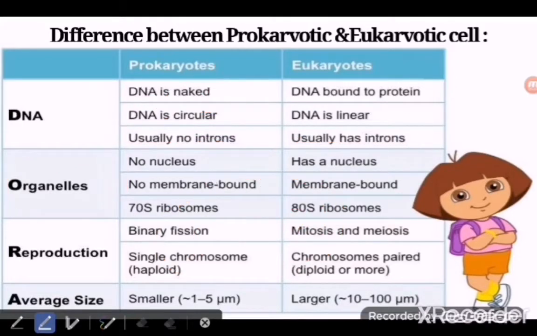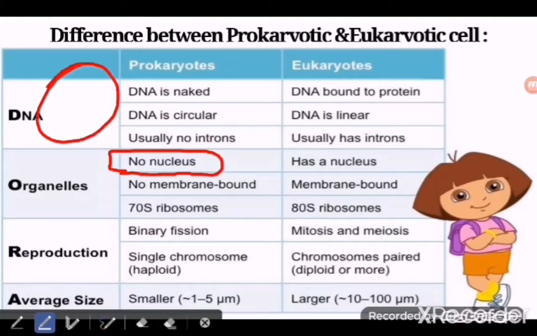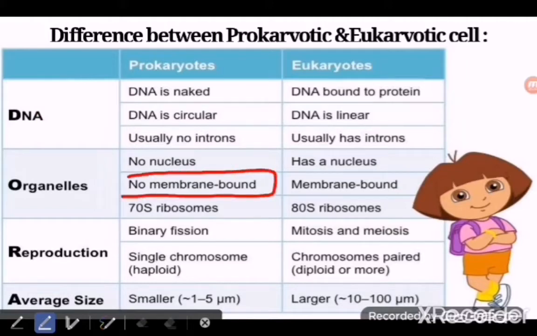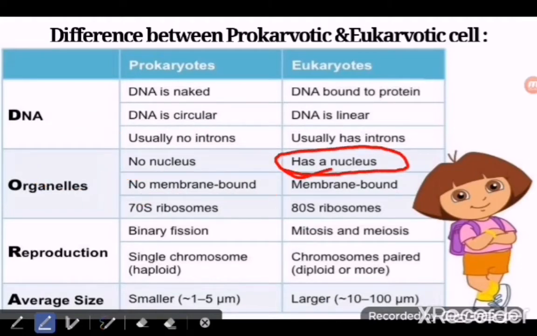So cell organelles: no nucleus means there is no nuclear membrane. That is why there is no existence of a nucleus, and no membrane-bound organelles. Nucleus is not present and also the nuclear membrane is not found. Here there is a nucleus. Nucleus is present, as I showed in an earlier slide, and membrane bound means the nuclear membrane is present.